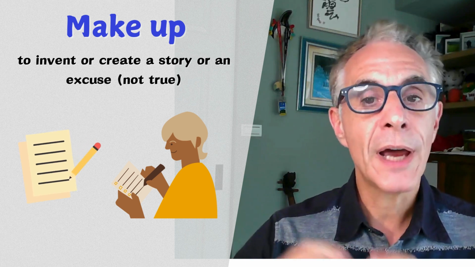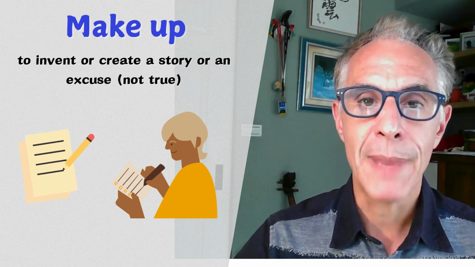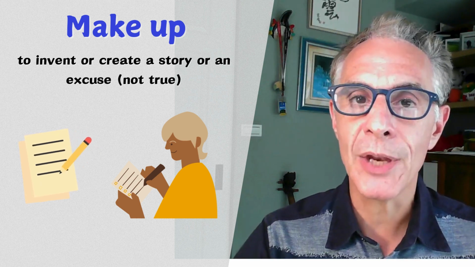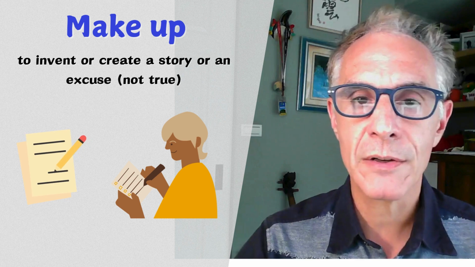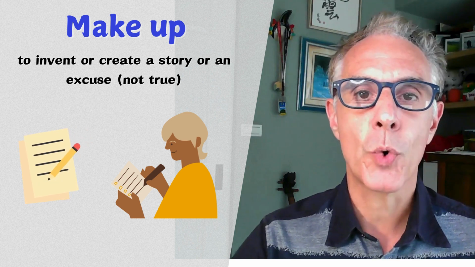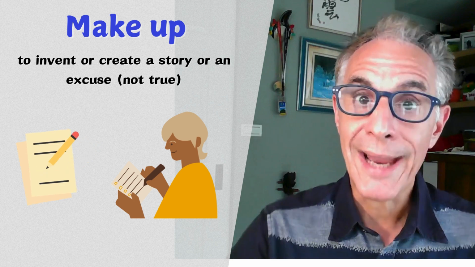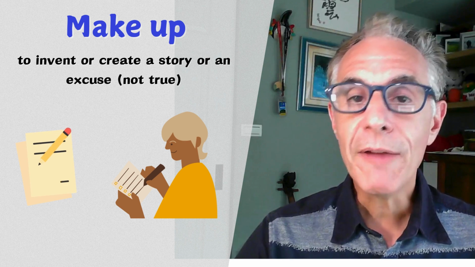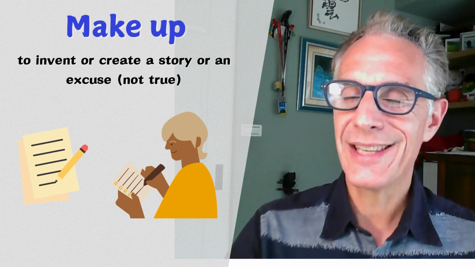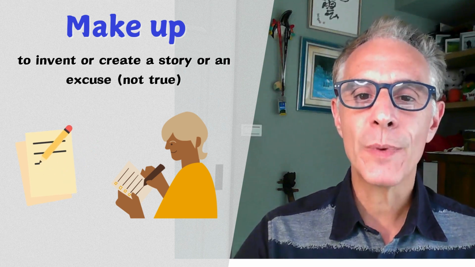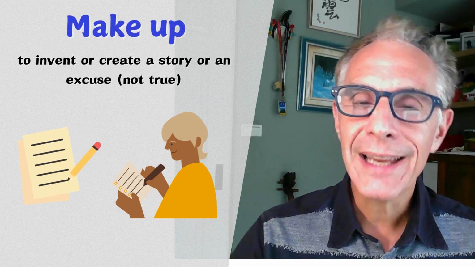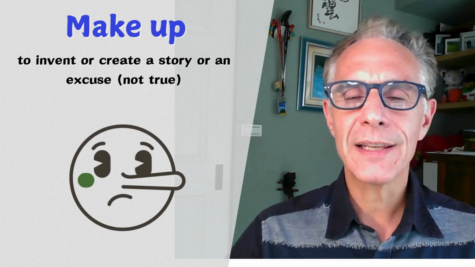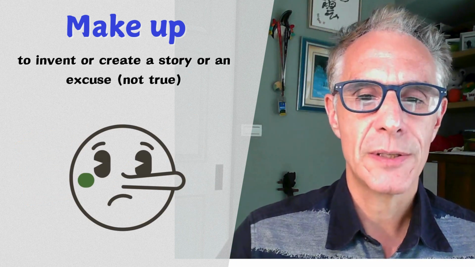Here, we put an object after make up. We also can separate and put the object in the middle. So we can make the characters up, or make the story up, or make up the story. Okay. However, there's another reason to use makeup, and that's if we want to lie or make an excuse for ourselves. It's often not in the best situations.